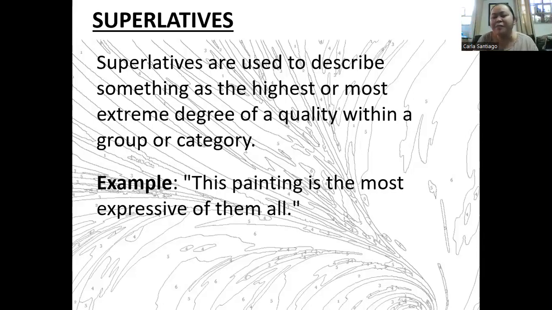Let's look at some famous masterpieces. Get to know them a little if you don't know them yet, and practice creating comparative and superlative sentences using the new vocabulary words given earlier. First, let's get to know the Mona Lisa.